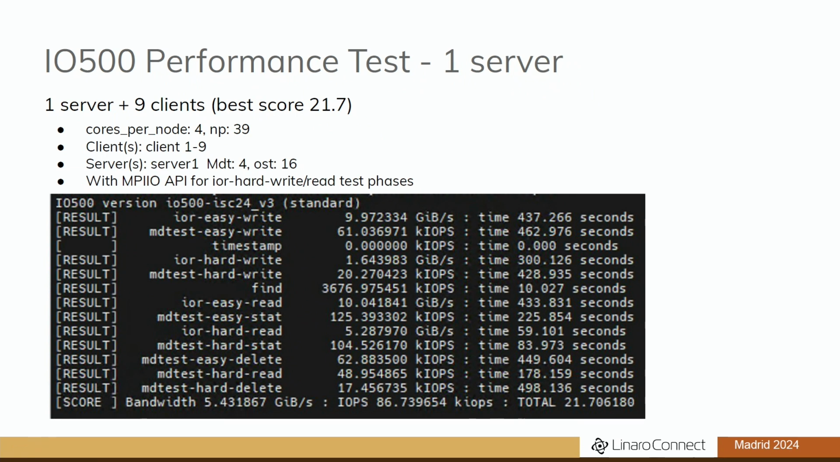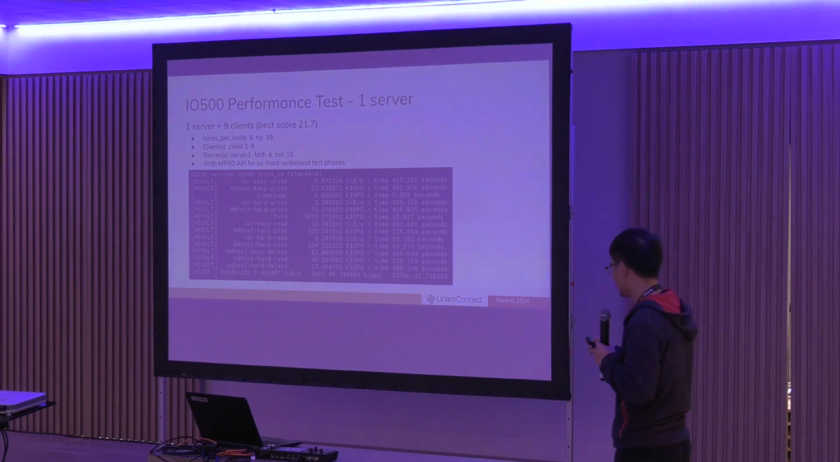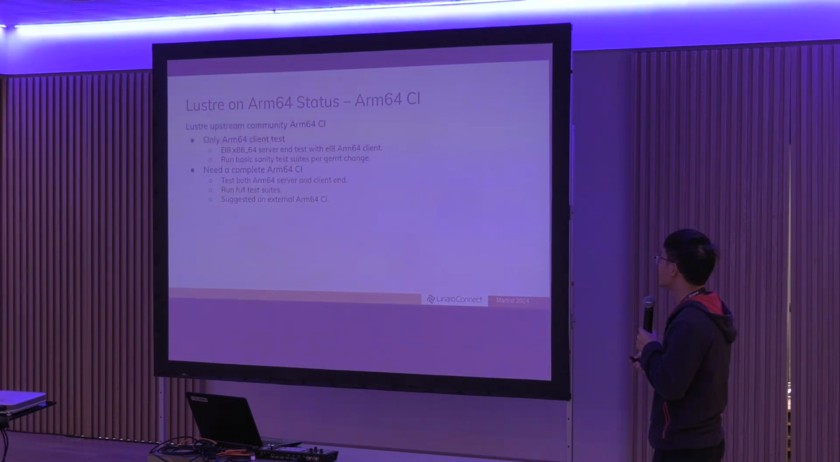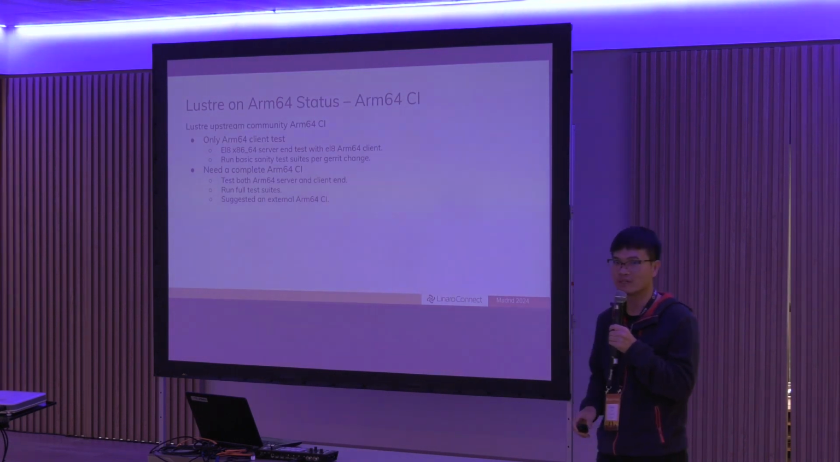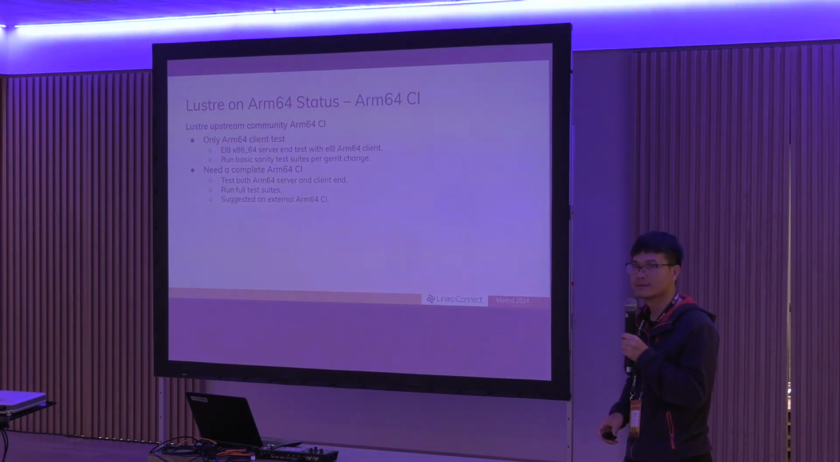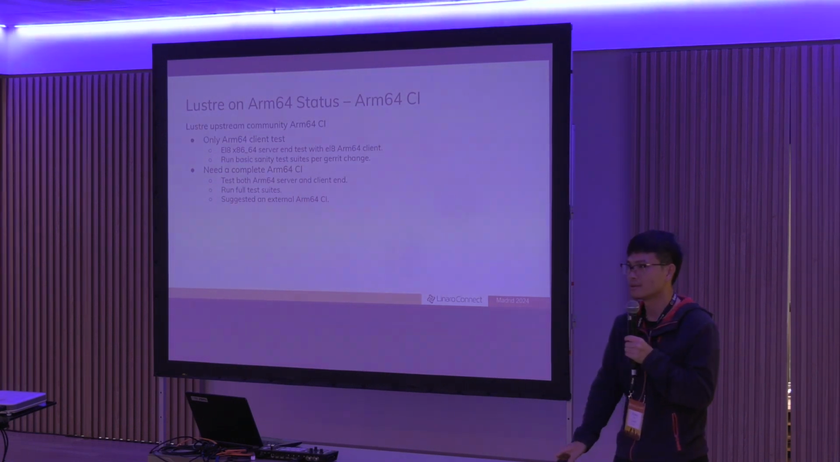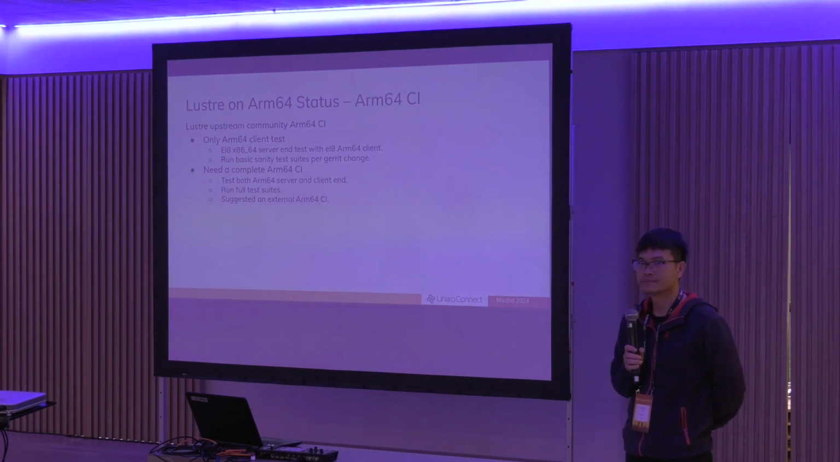Any other questions? You mentioned that the CI Linaro is running in the beginning runs only the client on ARM, and the servers are running on x86 machines. Yes, upstream. Do we have any plans to run both servers and clients on ARM machines? You mean the Lustre servers, right? Yeah. So all the CI clusters are running on ARM, including the client and the servers.